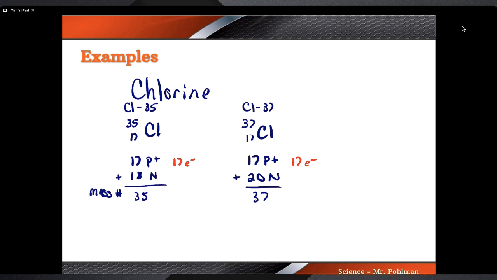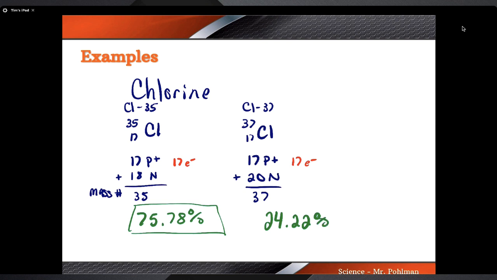Well, what we've calculated is that it would occur, now I'm going to round this off, 75.78% of the time you are going to find by abundance chlorine 35 in nature. Now again, you have to understand I'm not putting in all the chlorine isotopes, we're just using the two most common ones. That means that the rest of the time that you reach into the bucket, you are going to be pulling out a chlorine 37 atom. Based on abundance, that is 24.22% chlorine 37.